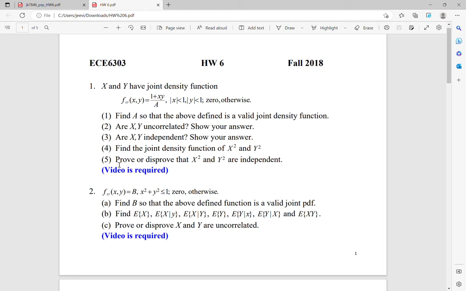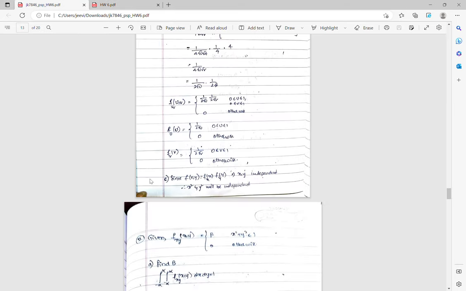In the fifth part, we are supposed to prove or disprove that x square and y square are independent. Since we know that f of u comma v is equal to f of u into f of v, this means they are independent. Therefore, x square and y square will also be independent.